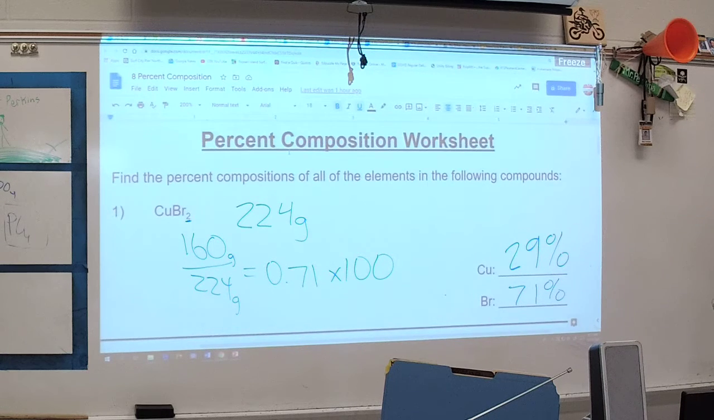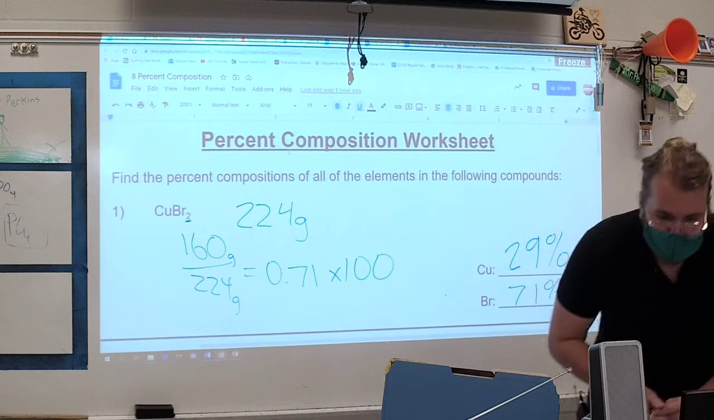What's 71 plus 29? 100. Does that make sense, guys? Your two percentages right here have to add up to equal 100, and that's how you know you have the right percentages. That's pretty much what we're going to be doing and how it's going to be worked out.